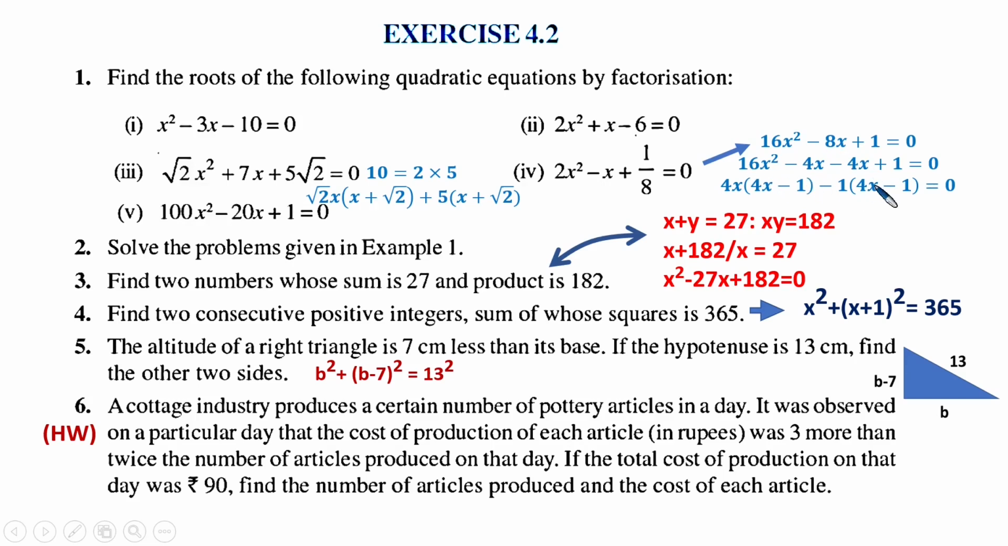I have discussed this in great detail. You have 4x minus 1 common, so here you have 4x minus 1 the whole square. 4x minus 1 common, and again 4x minus 1 into 4x minus 1 is 4x minus 1 the whole square. So you have two solutions at the same point.